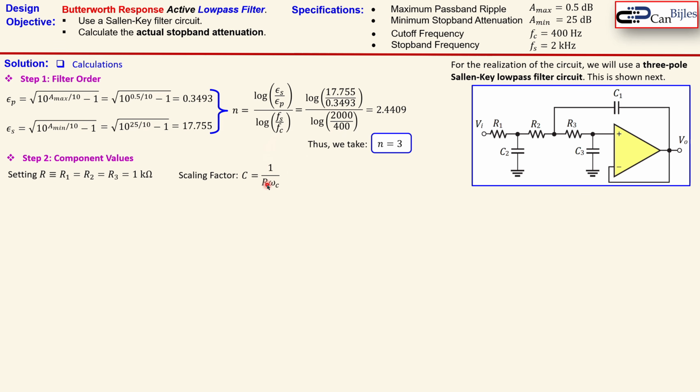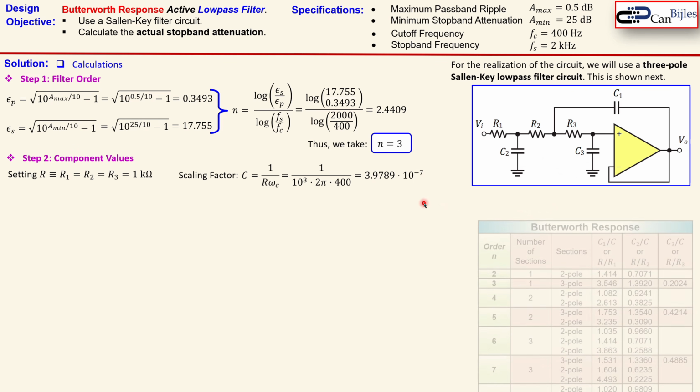So it will be then 1 over R omega C, and omega is of course 2 pi f. So we will take now 1 over 1000 times 2 pi times 400, then this is now the scaling factor we will use. This is an important value that will be used from the table of the Butterworth response in order to calculate the capacitors C1, C2 up to C3.